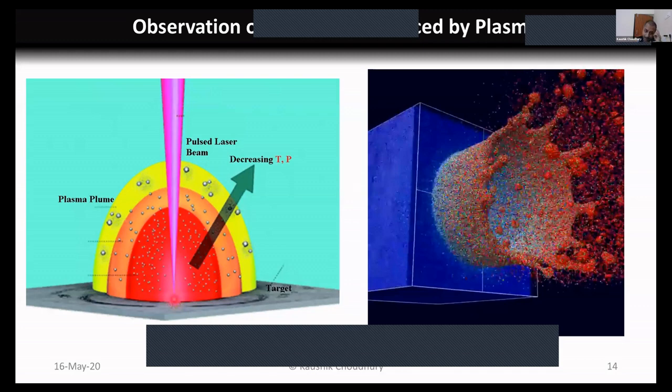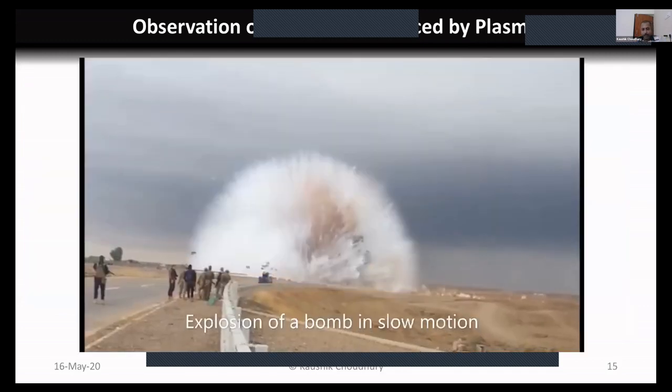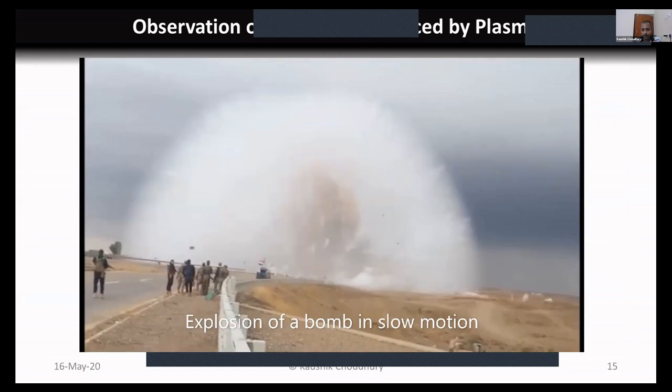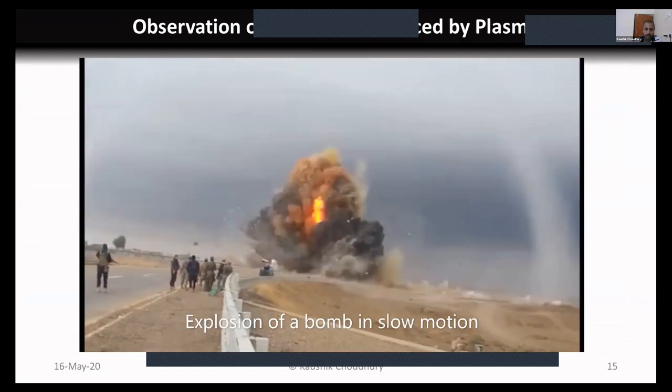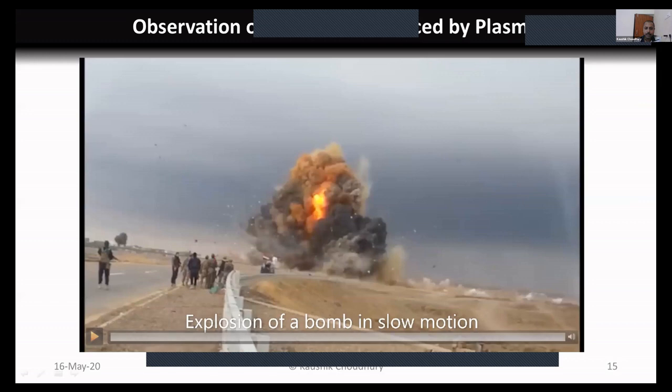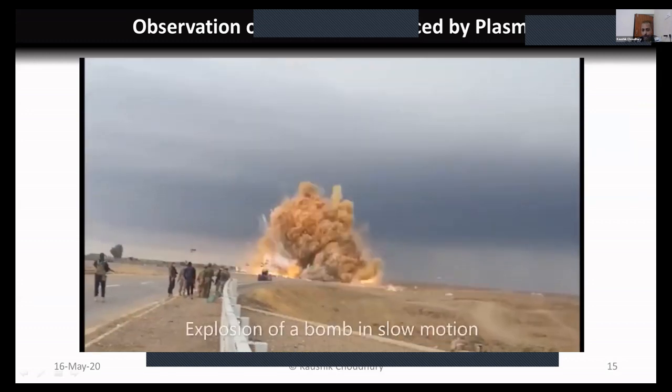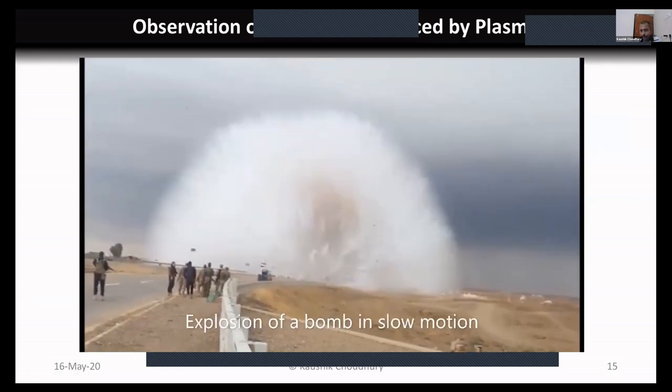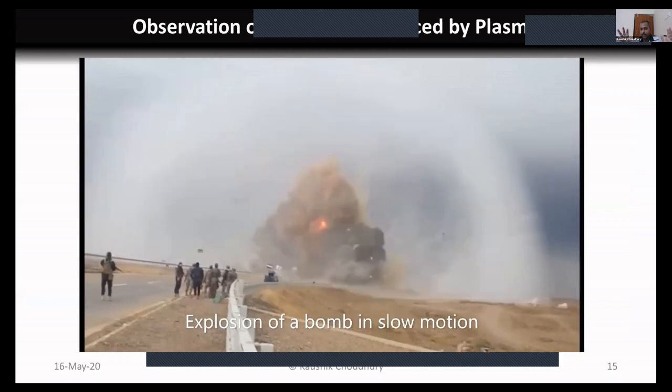So this can be understood by this particular image. If you see this video, this is the explosion. You can see that when a bomb explodes, it creates a kind of shock. This is a slow motion recording of an explosion of a bomb. You can see that a hemispherical shock front propagates in the medium.